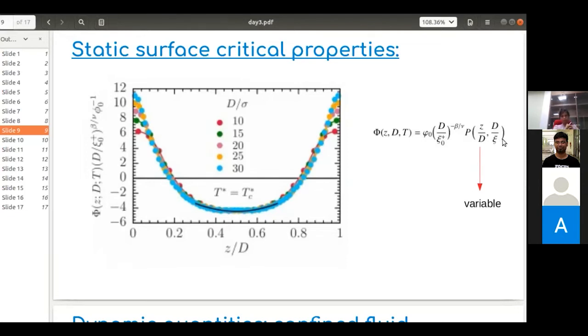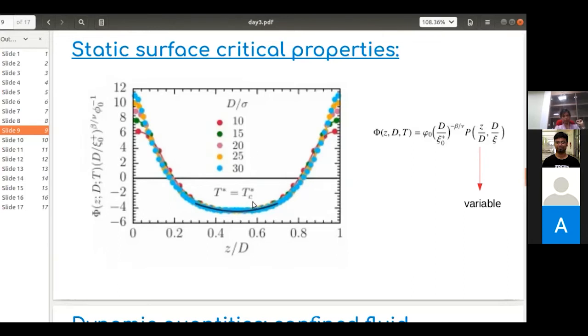So let's now try to see how we can plot this scaling function. The point to note here is that it's a function of two variables. So how am I going to plot it? Well, one way to do that is, of course, you keep one variable constant, so then it's going to depend on the other variable only. And that's what I'm going to look at. So in this picture here, what I plot is the scaling function, capital P, as a function of the first variable, z over D. And I have kept the second variable, D over xi, at a constant value.